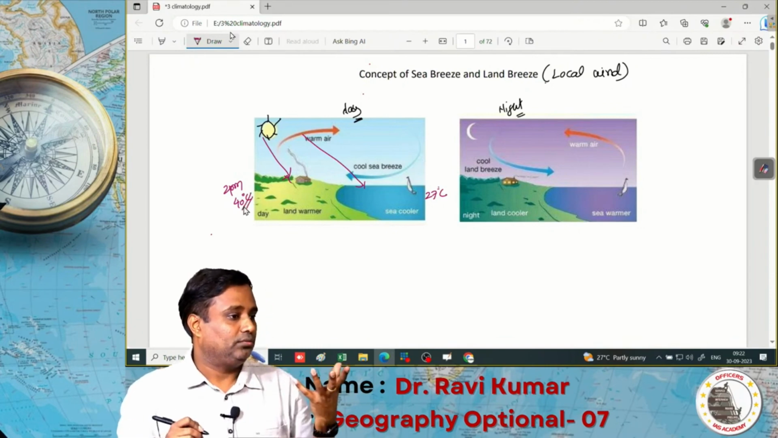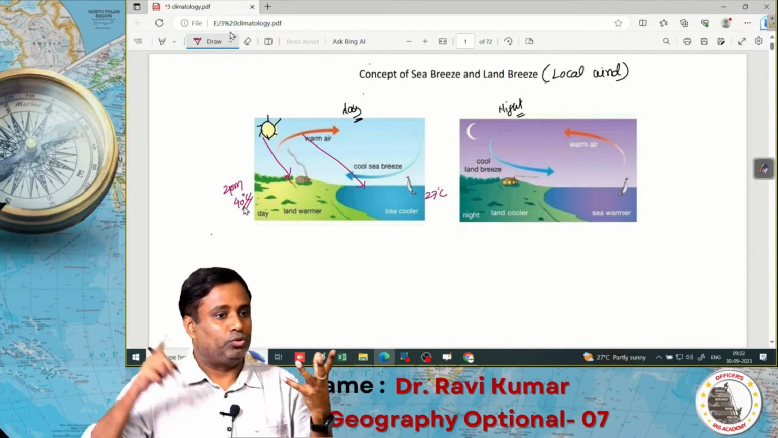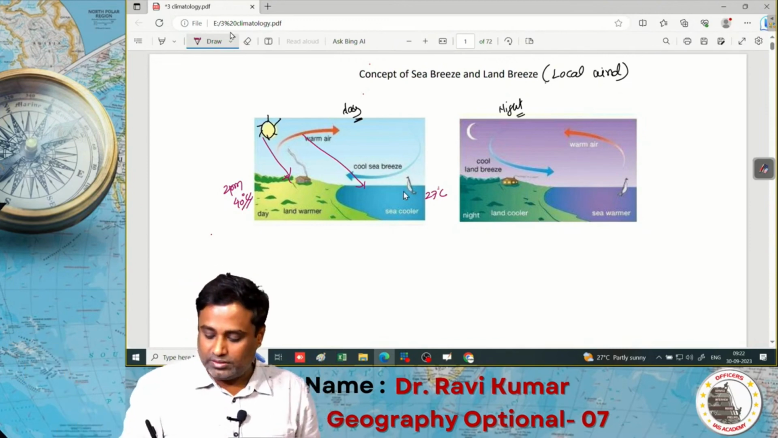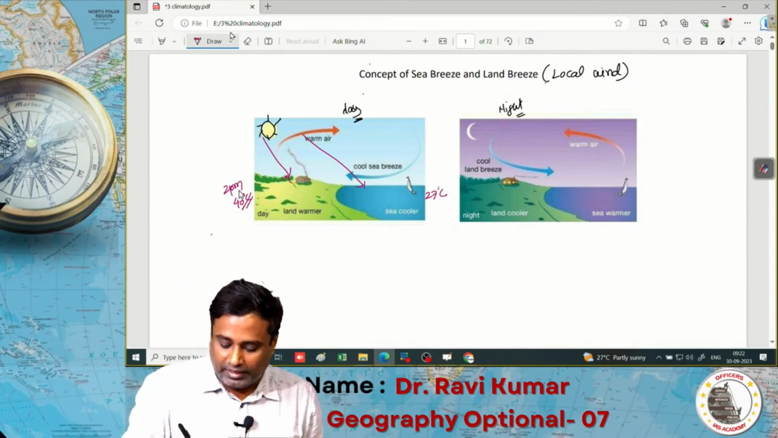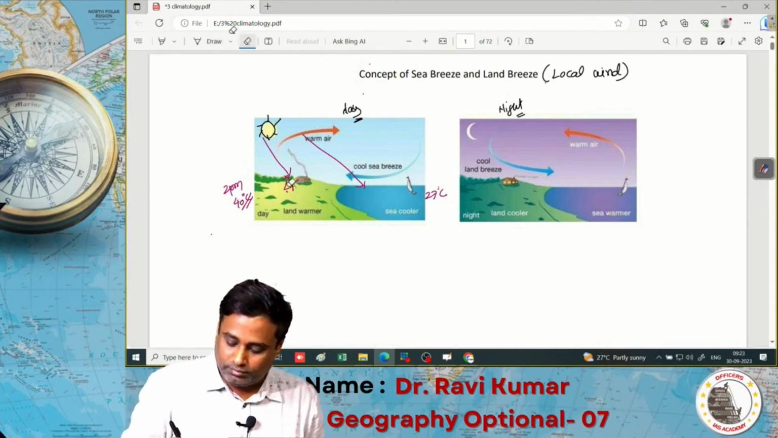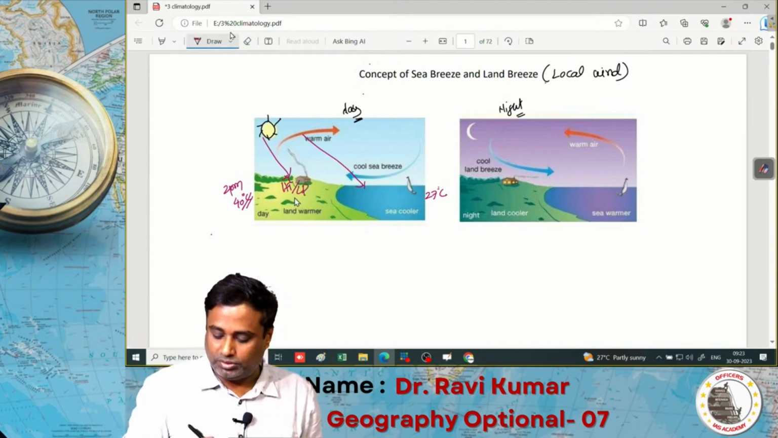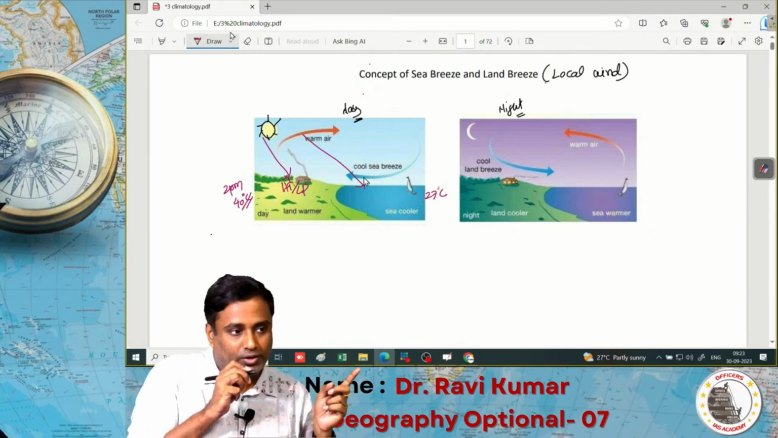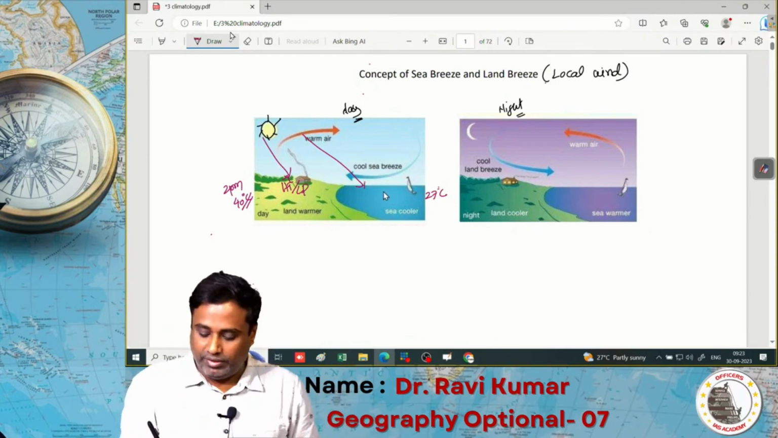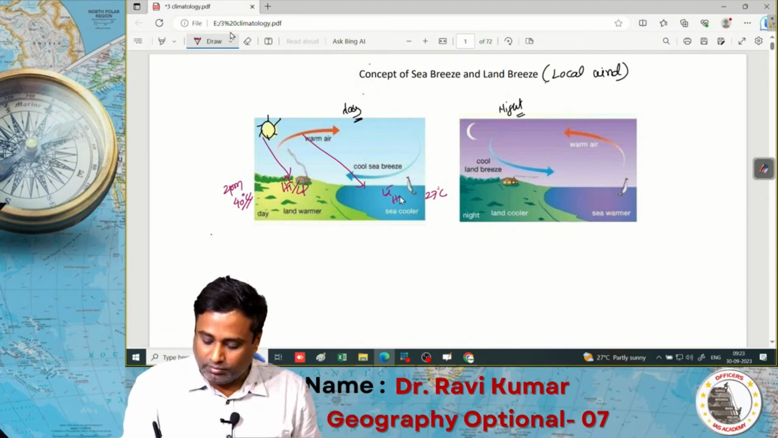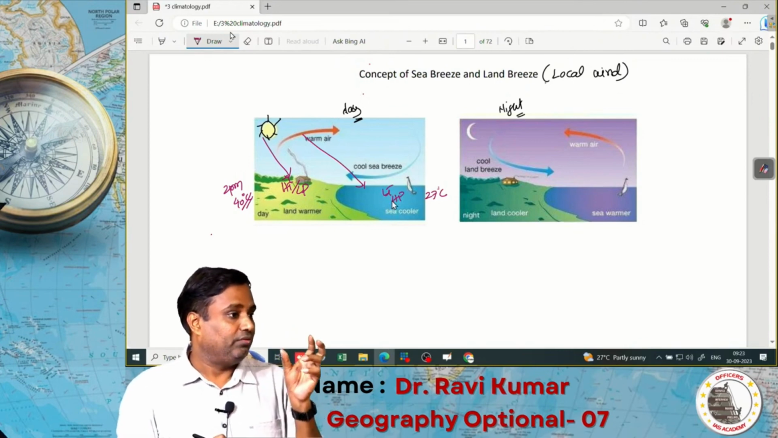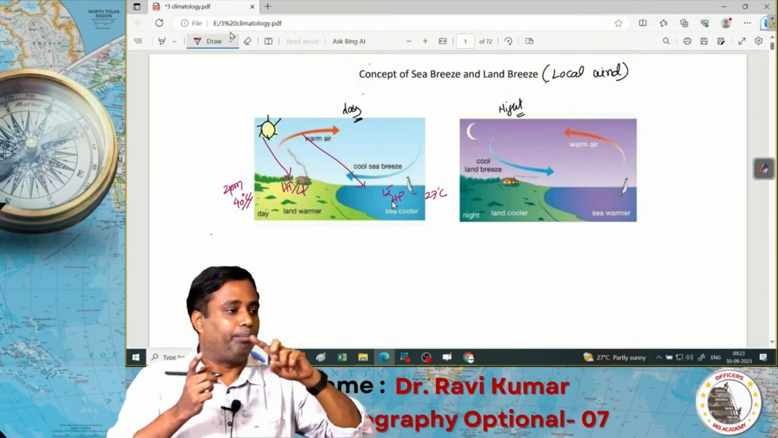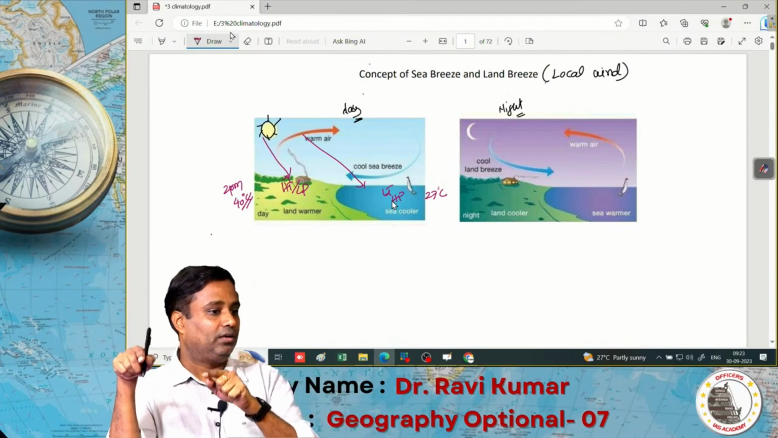Now what will be the pressure? Low pressure compared to the sea. In the sea we have 27 degrees Celsius. Land will have 40 degrees Celsius. So land will have high temperature and low pressure. What about the sea? Compared to the land, it is having low temperature, high pressure. Here that term is very, very important: compared to the land, ocean is having a low temperature.